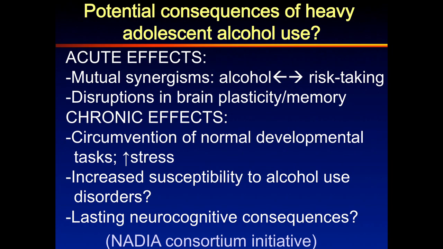But we don't know what that's due to. Is it causal or not? They're beginning to do longitudinal studies to disentangle that. I'm also part of a major initiative called NADIA, the Neurobiology of Adolescent Drinking in Adulthood Consortium, headed by Fulton Crews at UNC Chapel Hill. It's a group of U01 research groups throughout the country looking at lasting neurocognitive consequences of adolescent alcohol exposure. Our hypothesis is that it increases social anxiety, and that leads to increased alcohol intake in adulthood. We're in the process of testing that hypothesis in our rats.